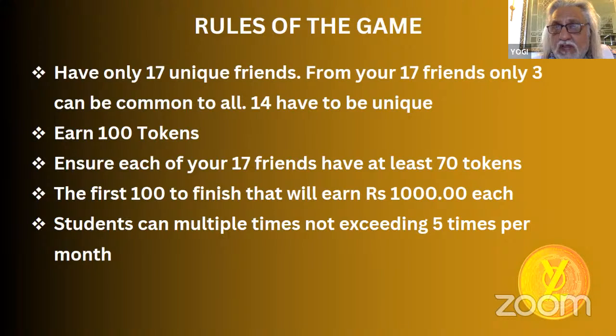The moment those 100 people have finished, those 1,000 rupees will be distributed to you, not by me, because you don't even know me, and you shouldn't trust me whether I'll give you that money or not. But that money will be with Seema ma'am, and Seema ma'am, please distribute 100,000 rupees to the first 100 people that earn 100 tokens and have 17 unique friends. Seema ma'am, please confirm that you're listening to this.